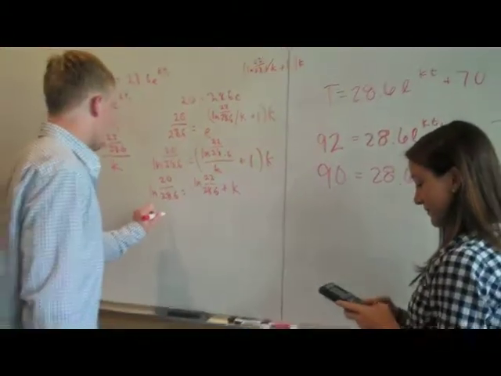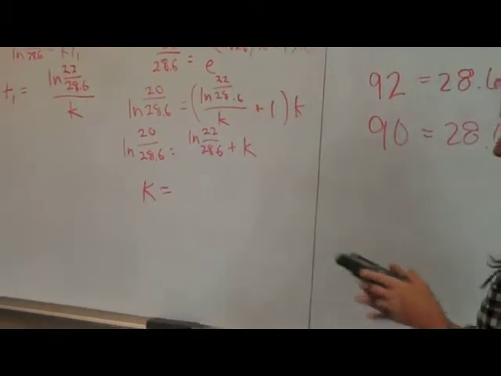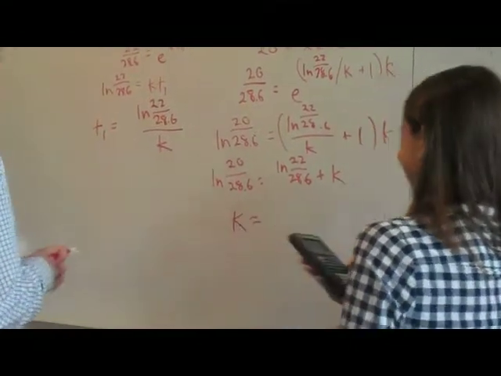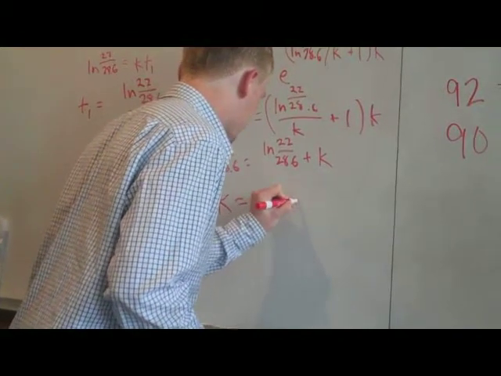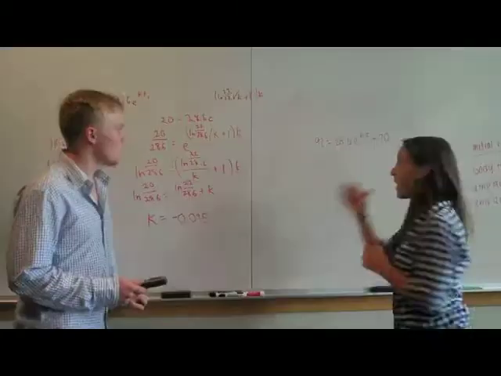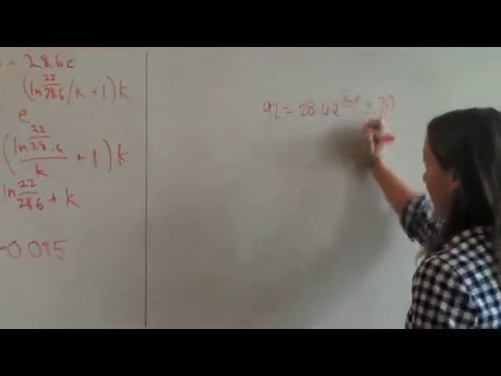So, while she's calculating, we will find that k is equal to negative 0.095. Perfect. Awesome. Now that we know k, we can solve the original equation using k here.